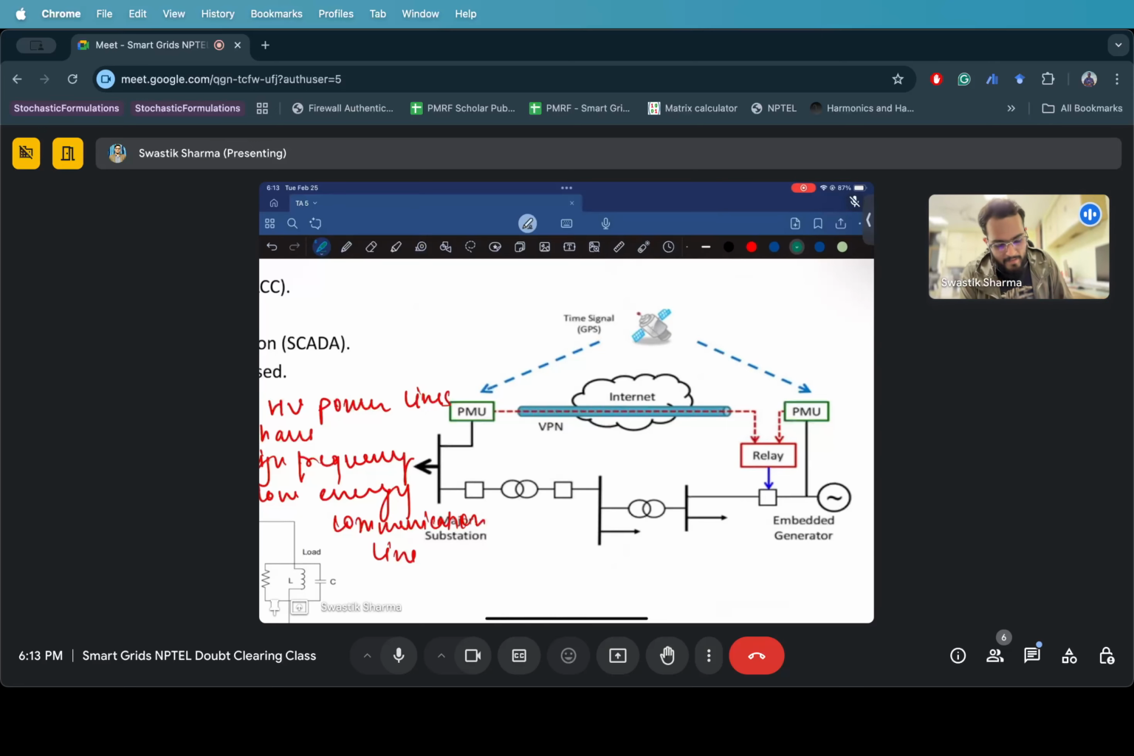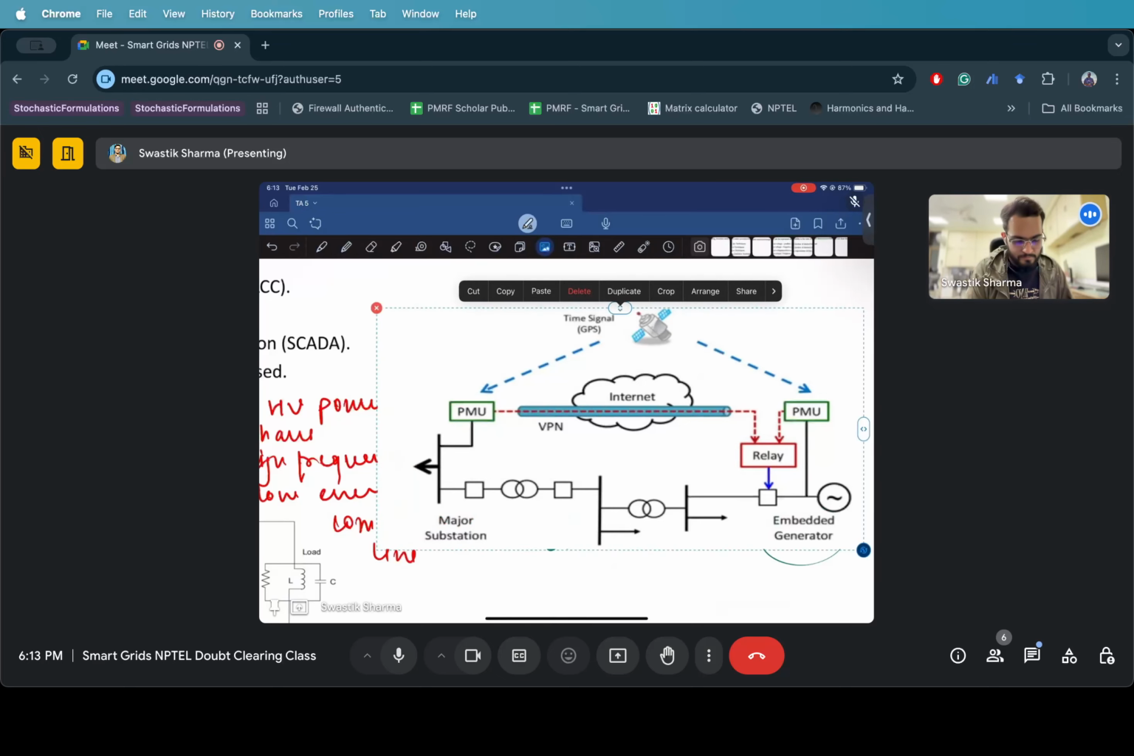So we can use these PMUs, which are linked with respect to GPS, to convey to a relay whether this PCC, the point of common coupling, has tripped or not, right? If the circuit breaker at this PCC has tripped, it will tell this relay, or whatever this generator is over here, that now you have to behave in an islanded mode of operation.